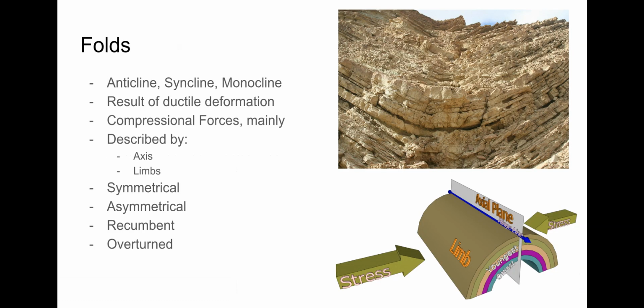Speaking of folds, they come in several varieties: anticlines, synclines, and monoclines, and are the result of ductile deformation or plastic deformation. Compressional forces mainly, and we describe them based on their axes and their plane and the limbs of the fold. So they can be either symmetrical or asymmetrical, or recumbent or overturned. Recumbent meaning they're laying over on their side. Overturned, they're upside down, or nearly upside down.